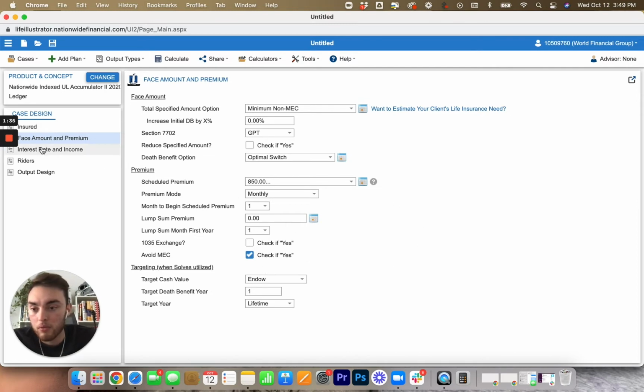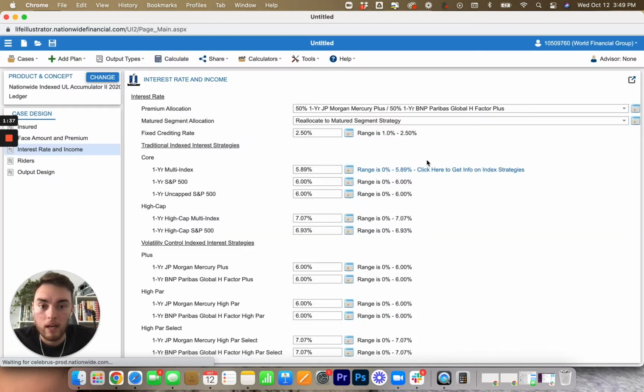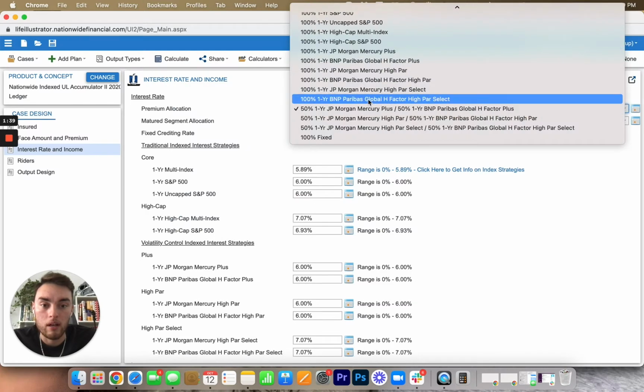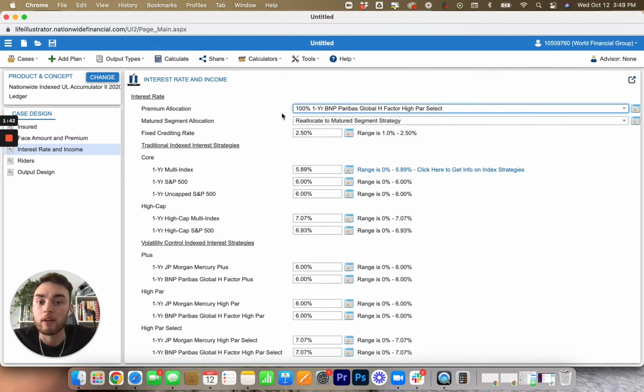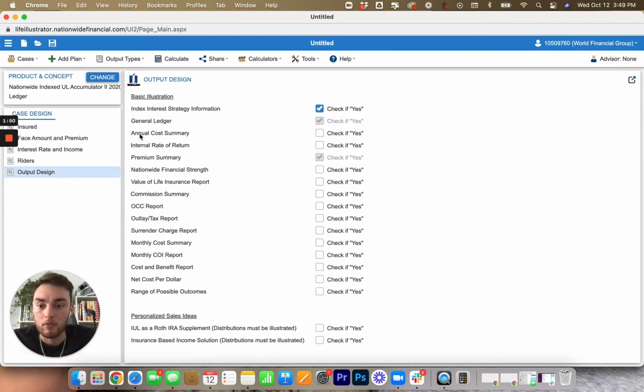And so then what we'll do is we'll go ahead and go to the interest rate. I always do the BNP Paribas Global Age Factor High Par Select. That's because that is the index that has that 30-year historical average of 15.31%. And then for here, you have to click this to turn on the fees. So we're going to turn on the fees there, and then we're going to calculate.